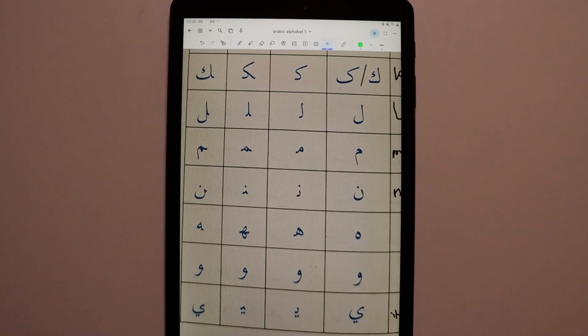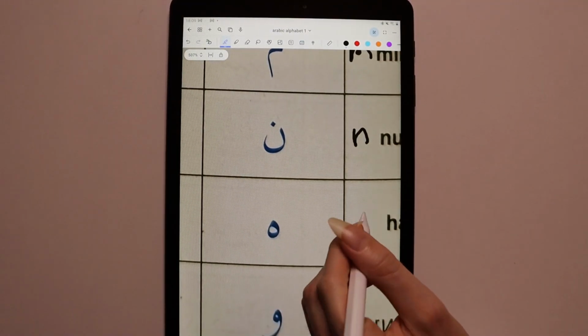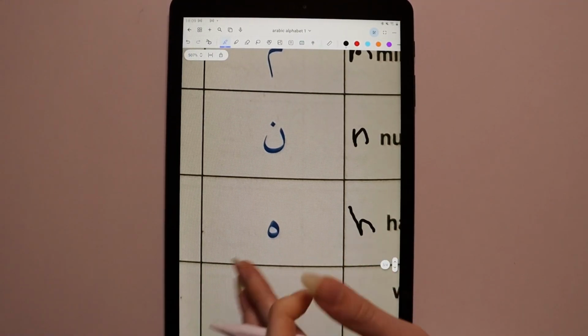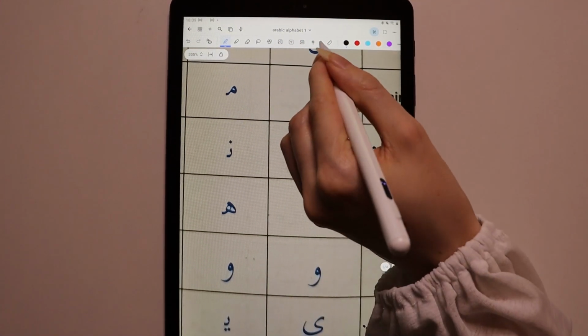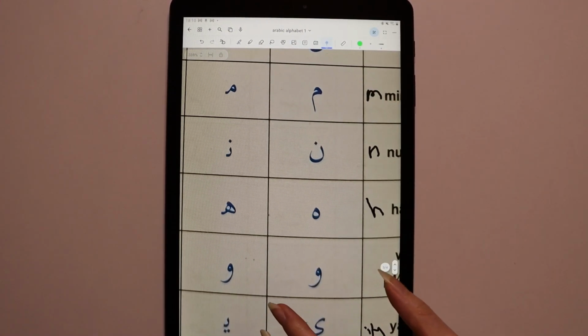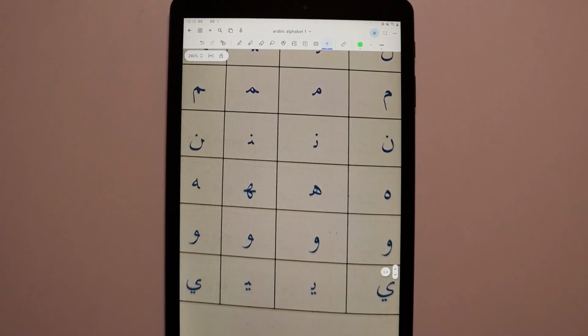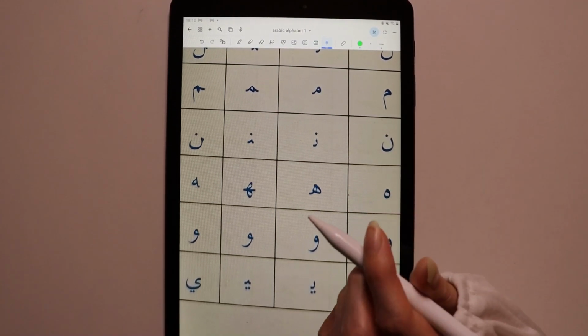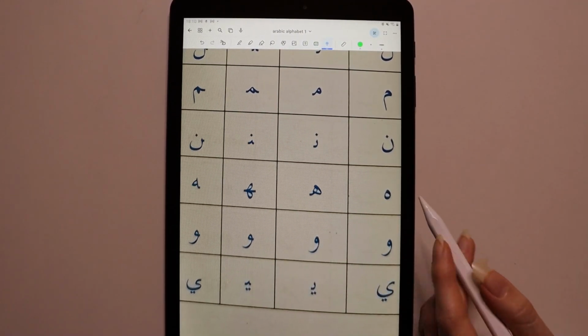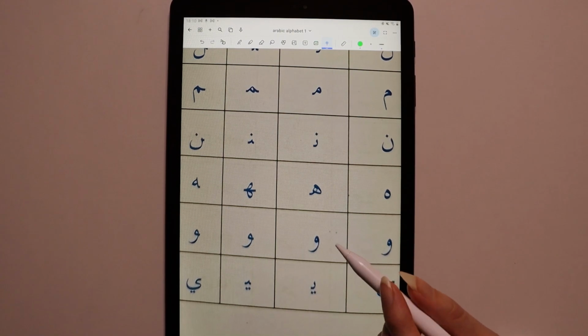And now we have ha. And this is an H sound, just like in English, to have, to hold, to whatever. Ha. And this letter really always looks different. You really need to learn the different forms. And it's a quite common letter.